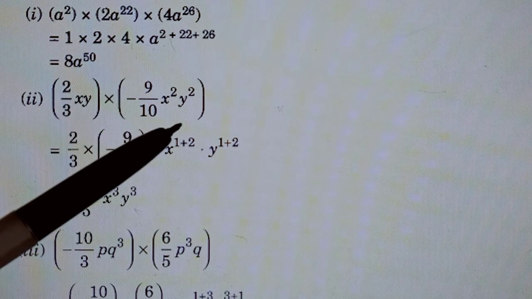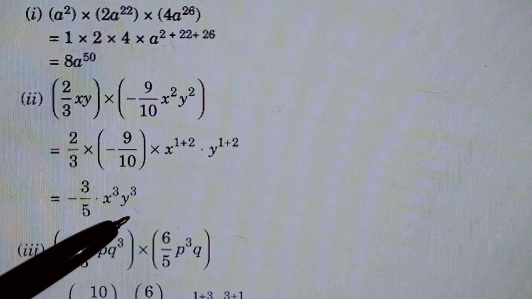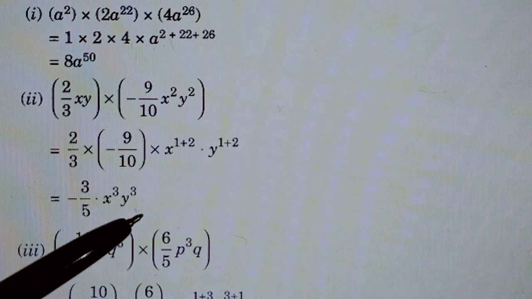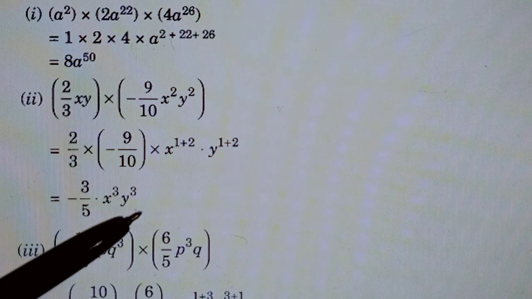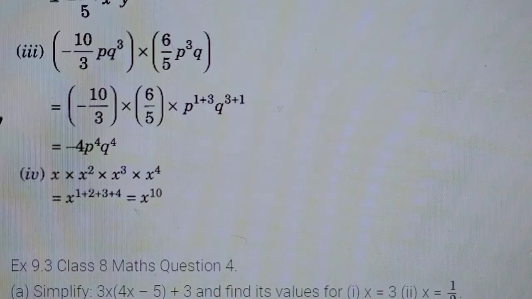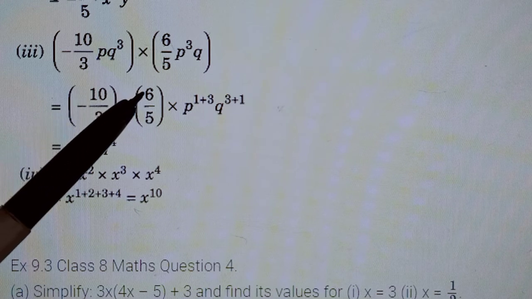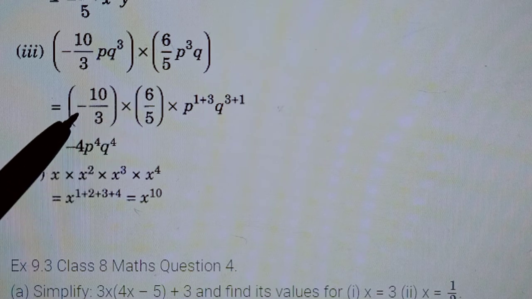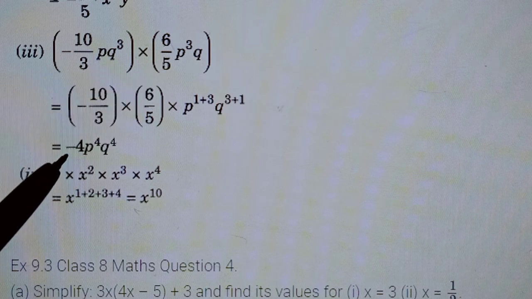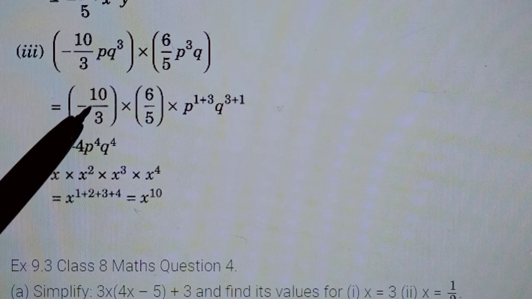Likewise y here and a y square here. So total we have y, 1 plus 2, y cubes. Okay, so that is how you get your product. Now likewise, next one you can see the numbers minus 10 upon 3 and 6 upon 5 being multiplied. I would again ask you all, first take it as negative, positive becomes negative. Put the sign aside, then deal with the numbers.